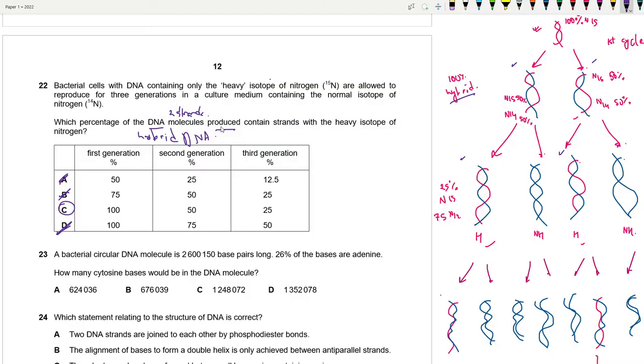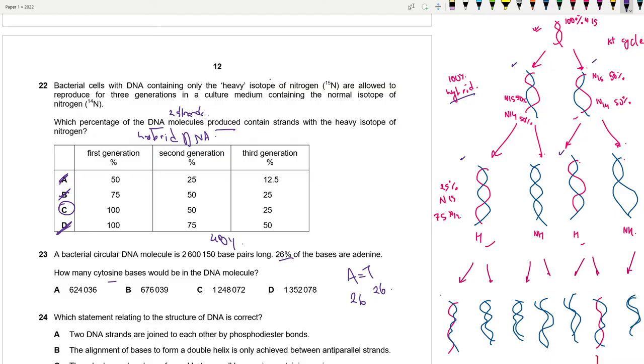A bacterial circular DNA molecule is 2600150 base pairs long. 26% is adenine. So what about cytosine? We know that adenine binds with thymine, so if 26% is adenine, thymine will also be 26%. So 100 minus 26 minus 26 gives us 48%. So 48% will be divided between cytosine and guanine. 48 divided by 2 is 24. So C and G are 24% each.